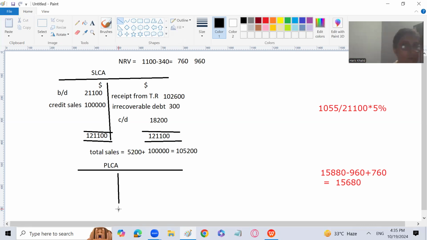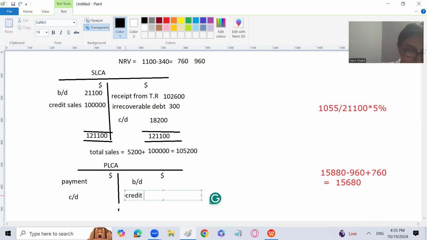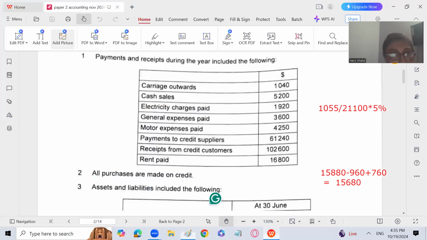So let's calculate it. In order to find credit purchases, I have to write obviously the brought down trade payable at the start, which is written on the credit side, and it is trade payable at the beginning. It's a liability, so it is a credit balance. Carried down will come on the debit side. Payment to trade payable will come on the debit side, and the difference is going to be your credit purchases. So let's solve it.